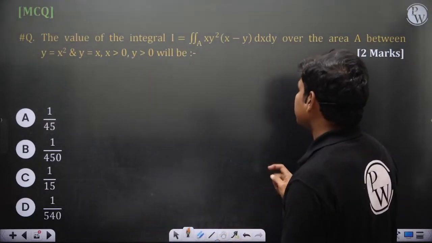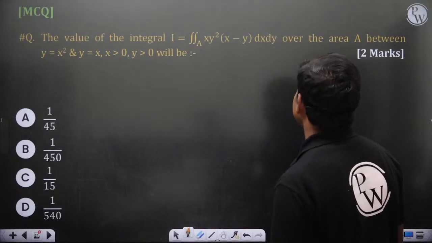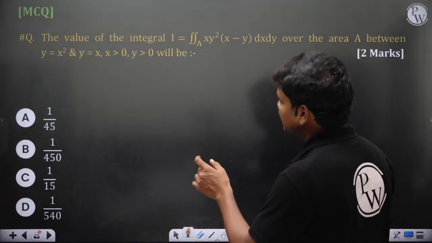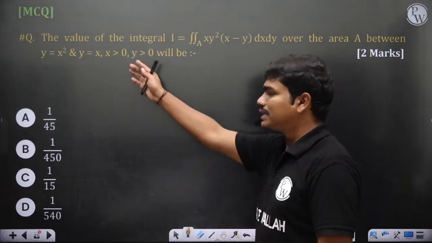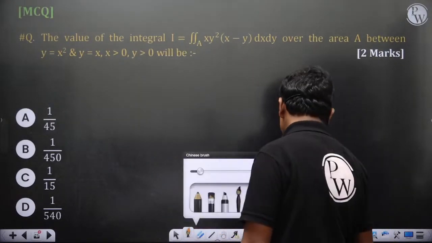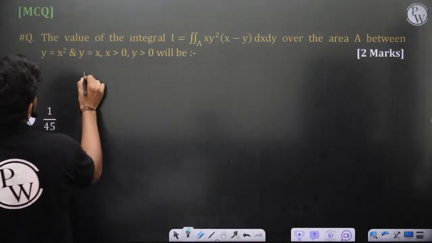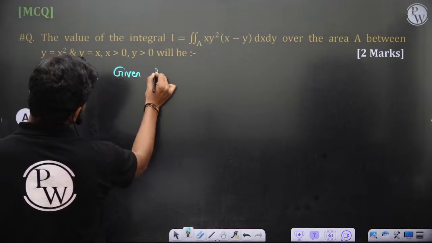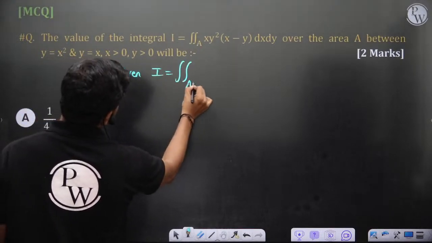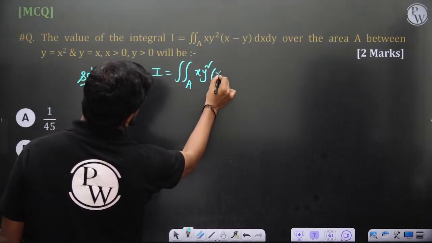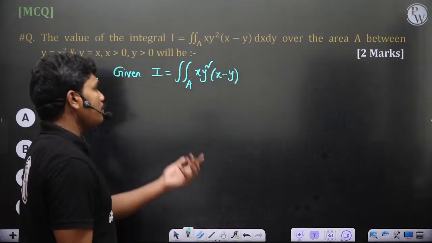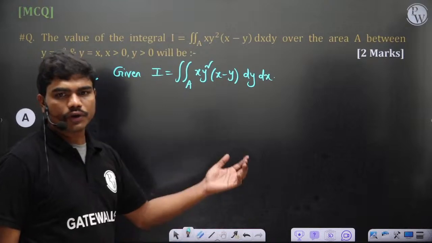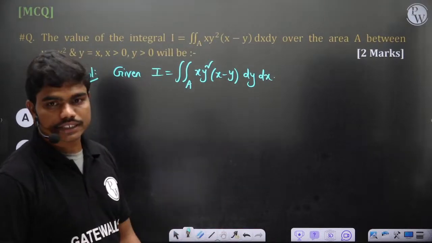The value of the integral over A of xy squared times (x minus y) dx dy, over the area A between y equal to x squared, y equal to x, x greater than 0, y greater than 0, means basically in the first quadrant. Let's see. Solution. I is equal to the integral over A of xy squared times (x minus y). Maybe I'm interested to write dy dx. If you want, you can write dx dy also, but let's see how we can change the order of integration.